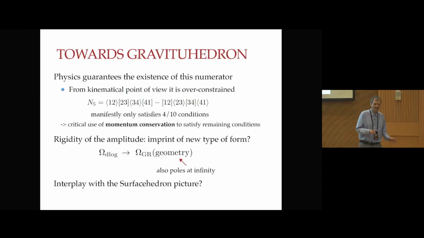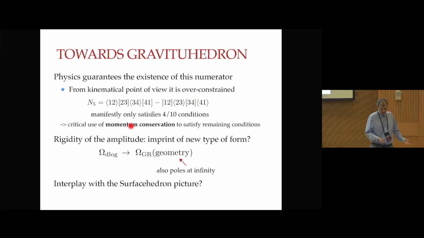Okay, and just to see how non-trivial it is, if you look at this 5-point numerator that I wrote before, it only manifests 4 out of 10 conditions. So only for the 1,2, 2,3, 3,4, and 4,1 pairs of labels, it makes manifest that it vanishes whenever you send an angle and square to 0. But the other 6 are non-manifest, and you have to use momentum conservation to rewrite the numerator in a different way, which manifests that. Okay, so momentum conservation is crucial here.